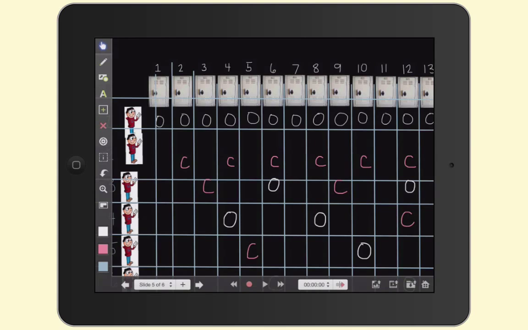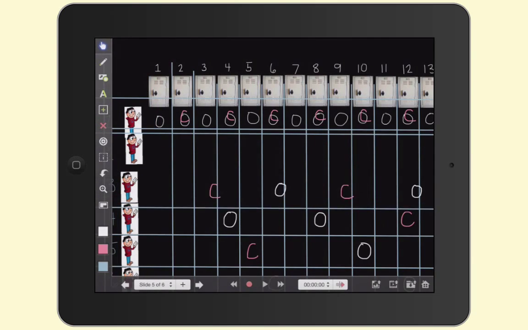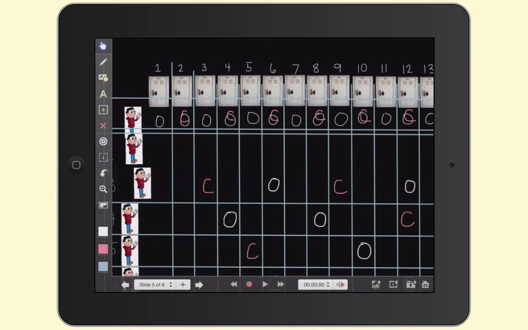Let's see if I can get the third guy over here. This is craziness. Changing all around. Undo. Alright. There we go.